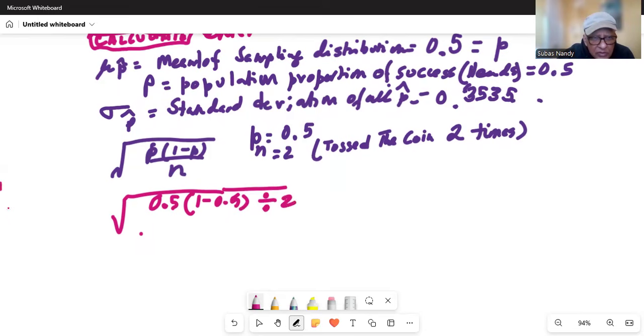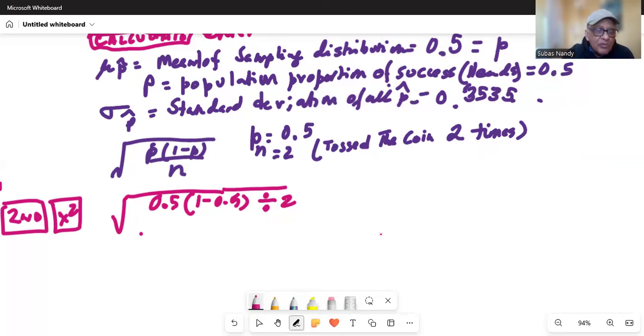So I will press the second button and then the x square button to get the square root. Inside the square root I will type this: 0.5, then left parenthesis, 1 minus 0.5. If you wonder where the 0.5 comes from, it is the proportion of success in the long run for getting heads. It is 50%, right? 50% heads and 50% tails.